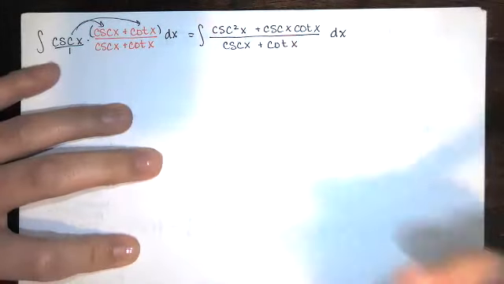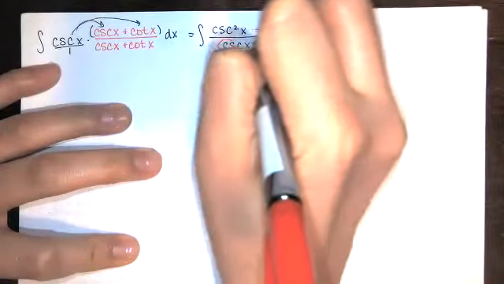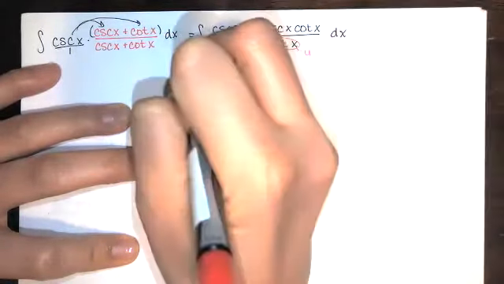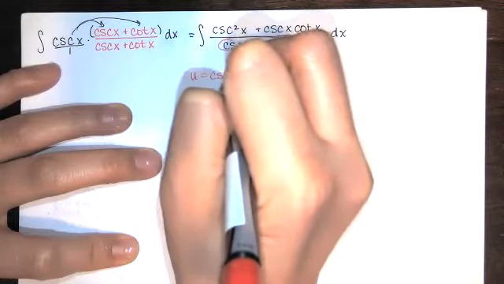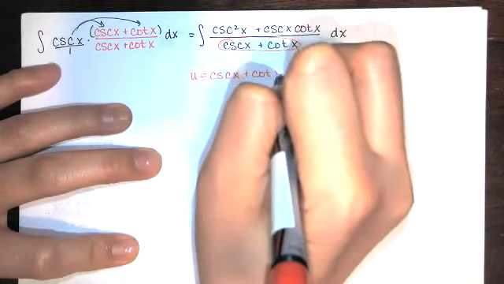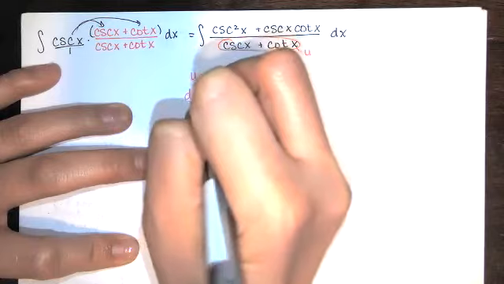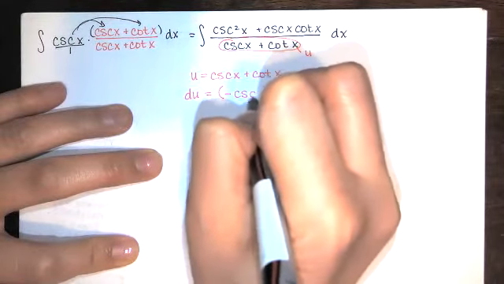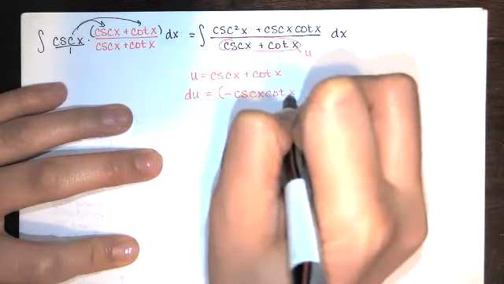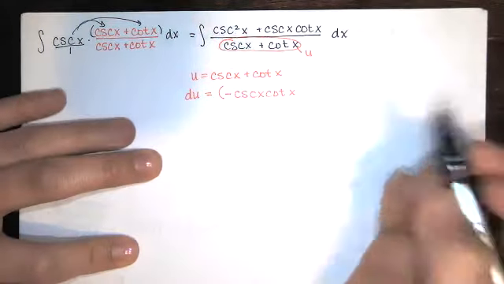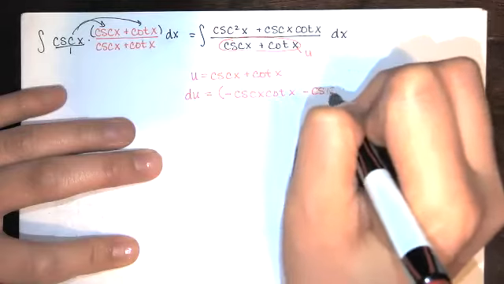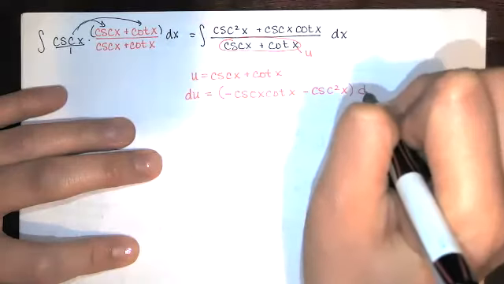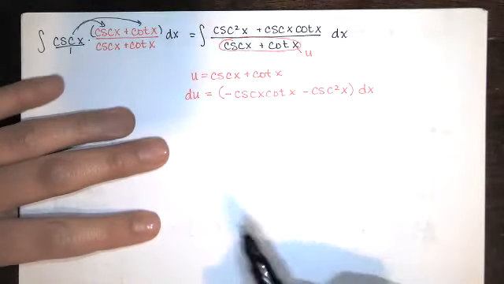So this can be solved with a u-substitution as well. We let u be the denominator, and then we compute du. Now the derivative of cosecant of x is negative cosecant of x cotangent of x, and the derivative of cotangent of x is negative cosecant squared x. We take all of that and multiply by dx.